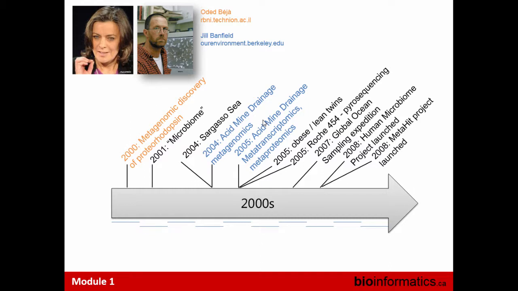By the way, let me know. 2000, metagenomic discovery of proteorhodopsin in the sea. So, people knew about rhodopsin in the late 1970s. They knew that anything outside the archaea and a couple of exotic bacteria had been evolved. Oded Béjà, if I'm pronouncing his name correctly, discovery of light harvesting genes in the ocean.